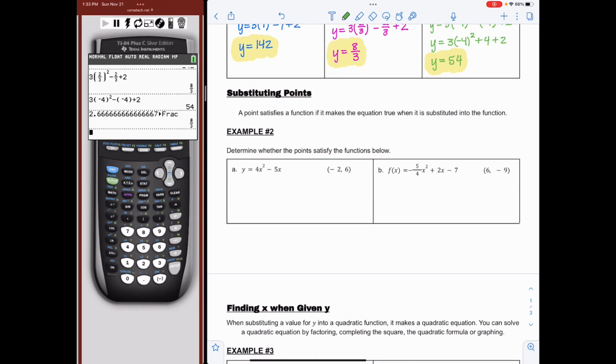So now let's talk about substituting points. A point satisfies a function if it makes the equation true when it is substituted into the function.